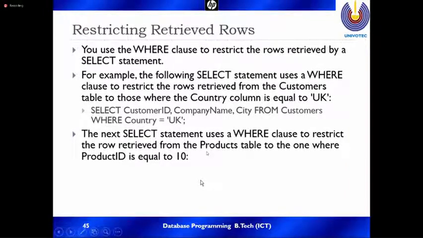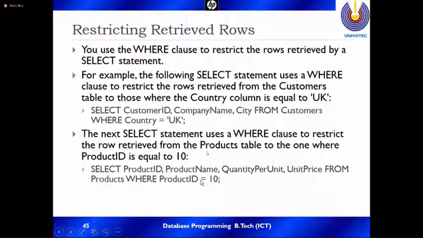Select product ID, product name, quantity per unit, unit price from the product table where product ID is 10. Then you retrieve only that particular product. Or the product ID is 13: product ID, product name, quantity per unit.